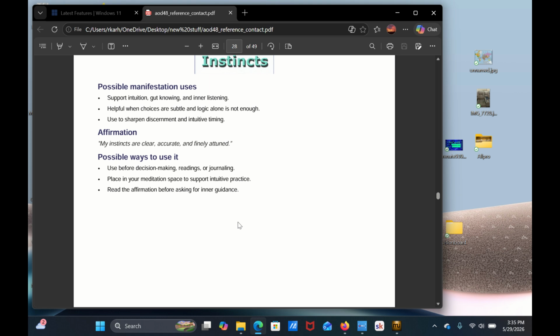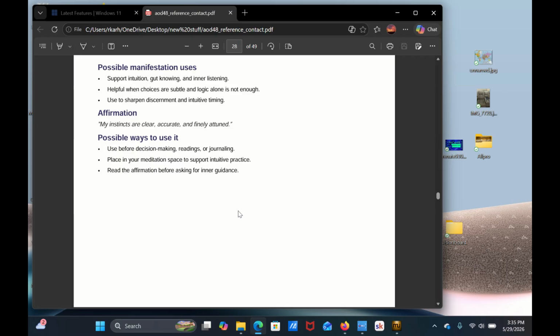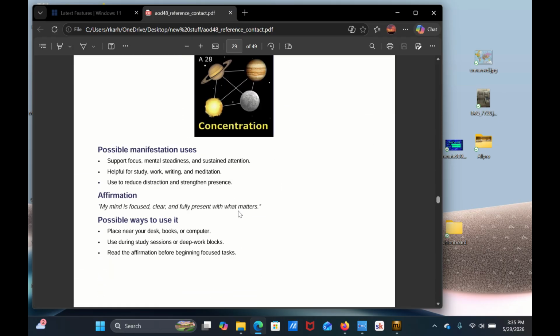Used before decision-making, readings, or journaling. Place in your meditation space to support intuitive practice. Read the affirmations before asking for inner guidance.